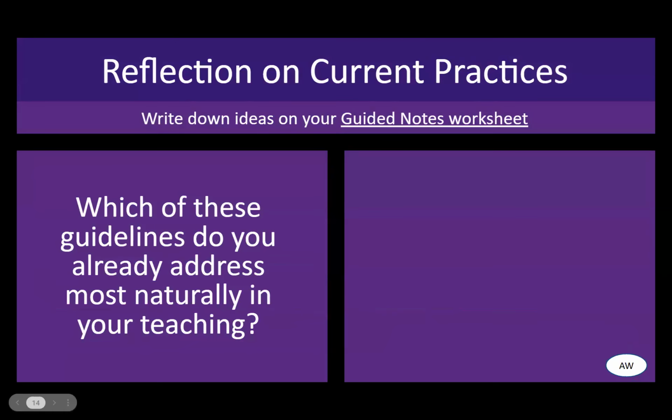This is a great point to pause and give you the chance to make meaning of all of the information you've just taken in. Reflect on your current practices. Which of the three guidelines do you already address most naturally in your teaching? Within the guidelines, which of the principles resonate with you the most?